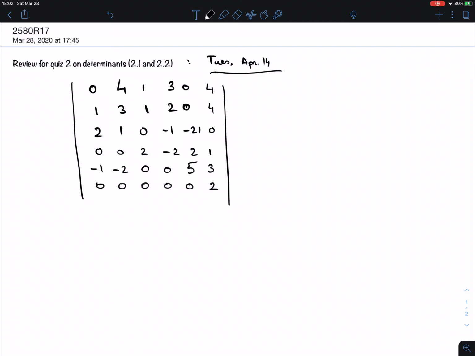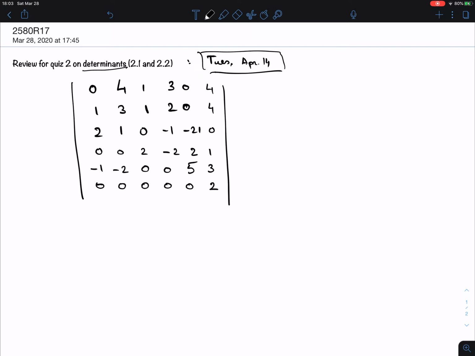Review for quiz number 2, which will be Tuesday, April 14. That is the next class, because we have again a second spring break. And it will be on determinants, 2.1, 2.2, but really the methods from 2.2. That's where we talk about the two different methods: row reduction and expansion using cofactors, and mixing those two.